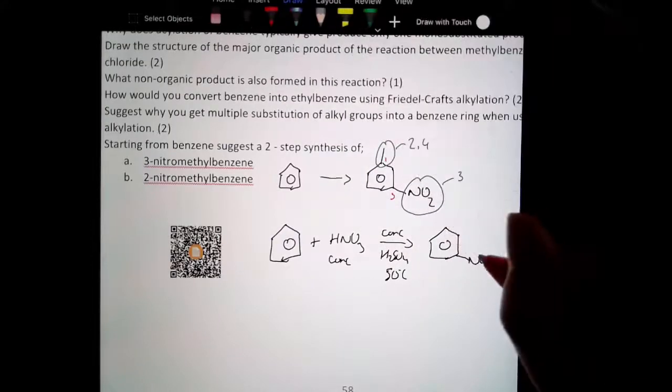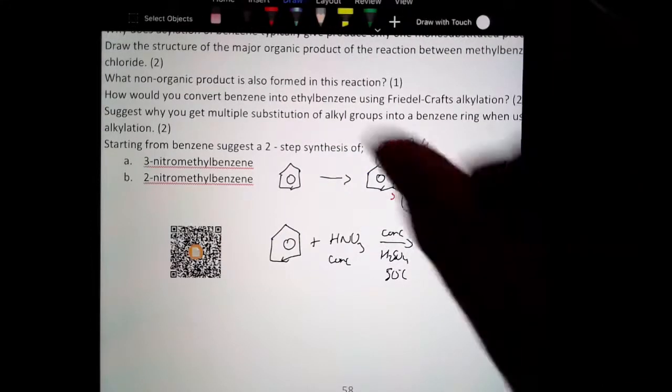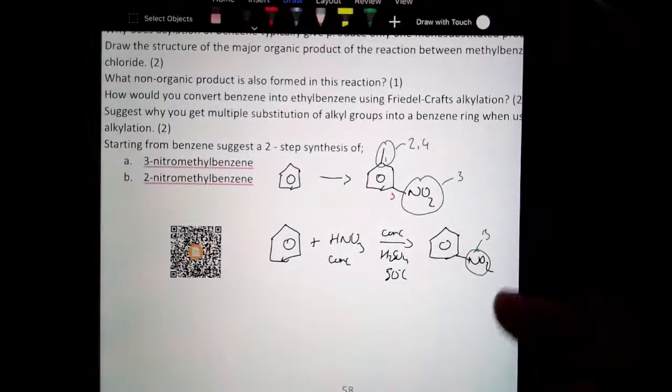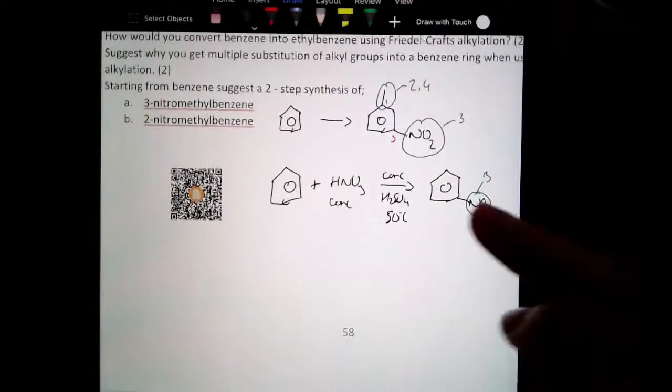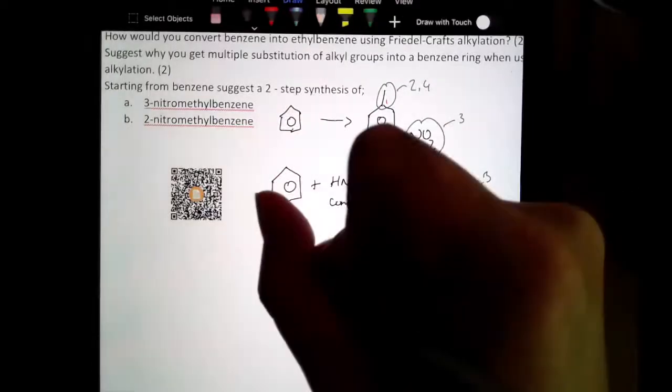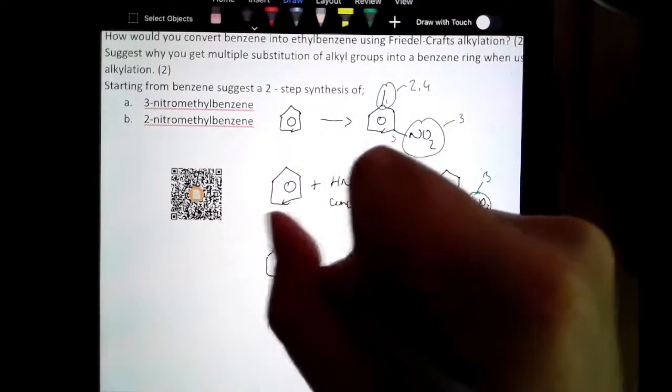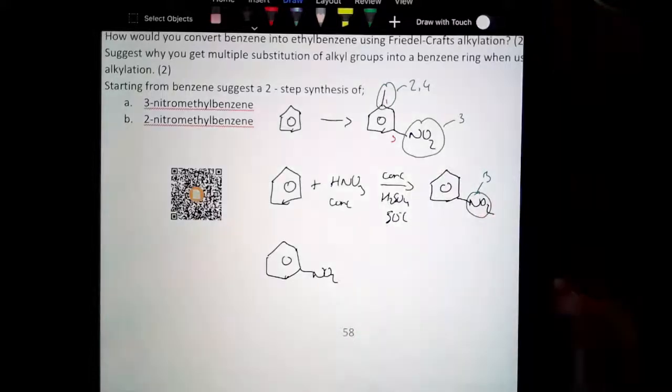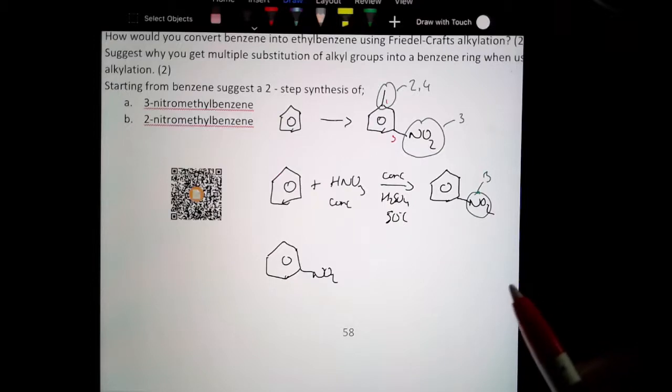Once my NO2 group is in place, as I've already said, it is a 3 director. So any other substituent that you add is going to add to the 3 position. So now I'm taking my nitrobenzene and I need to add an alkyl group. Again, you need to know the conditions for it. If I want to add an alkyl group, I'm not just going to be reacting it with methane. Methane's unreactive. It's not an electrophile.